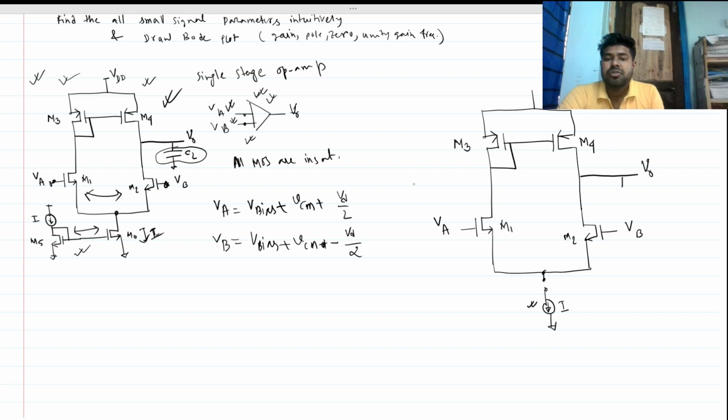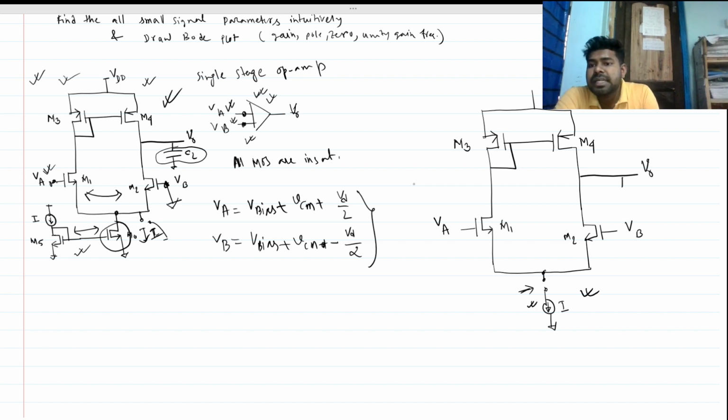These two are fully differential signals. To find the polarities of VA and VB, we will use superposition. First, let's take VA active, so VB will be ground. There is a constant current source, so this will be an open circuit.